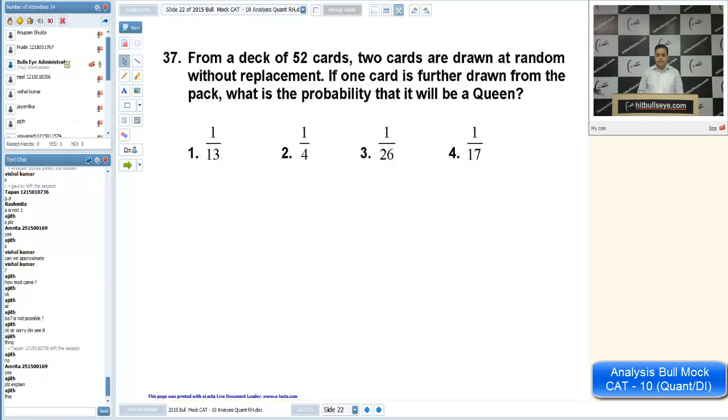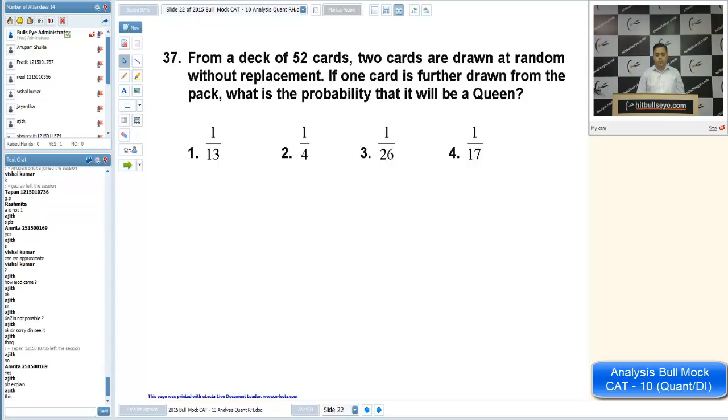The question says that there are 52 cards. 2 cards are drawn at random without replacement. If one card is further drawn from the pack, what is the probability that it will be a queen? Since we have already taken 2 cards, we do not know whether there is a queen in the first 2 cards or not. So we have to take the cases.